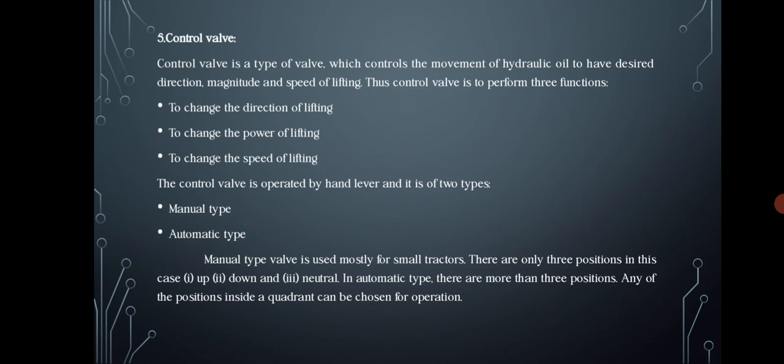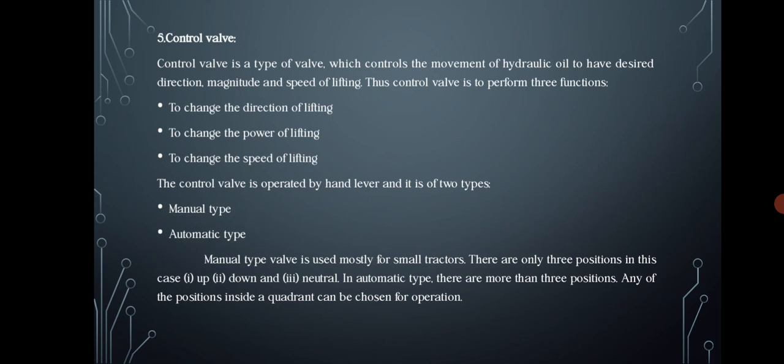Control valve. Control valve is a type of valve which controls the movement of hydraulic oil to have desired direction, magnitude and speed of lifting. Thus, control valve performs three functions: to change the direction of lifting, to change the power of lifting, and to change the speed of lifting.